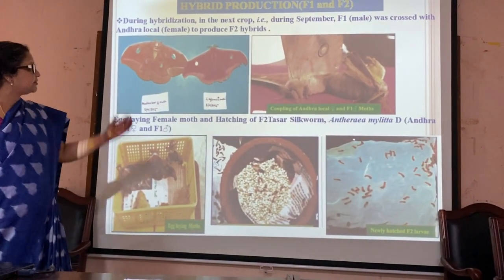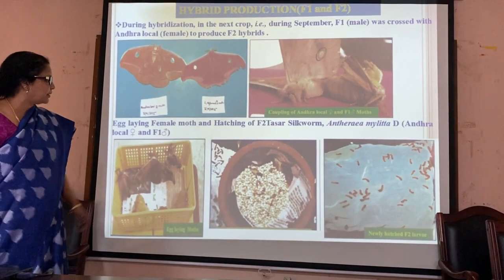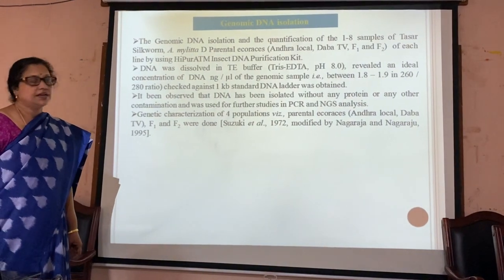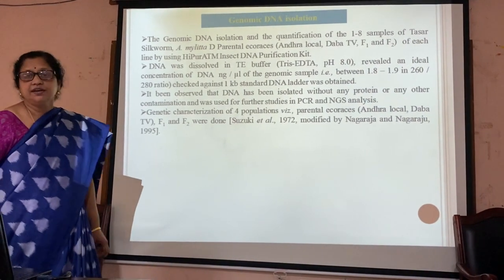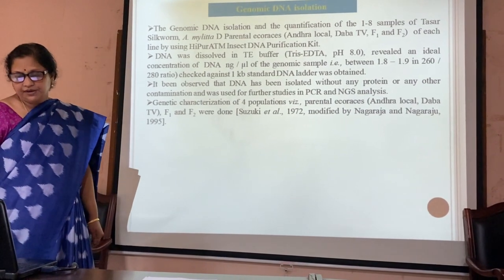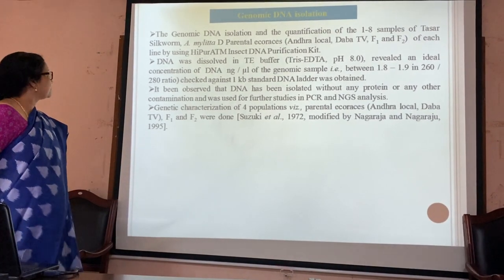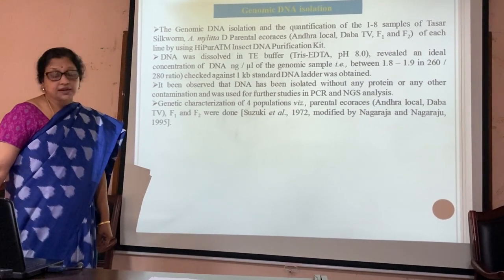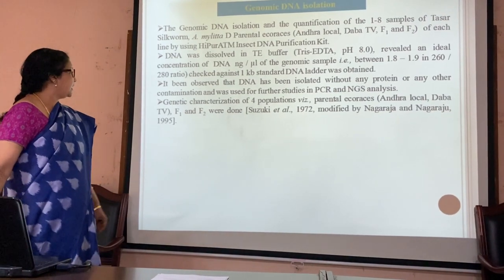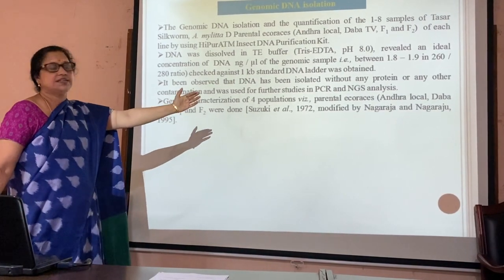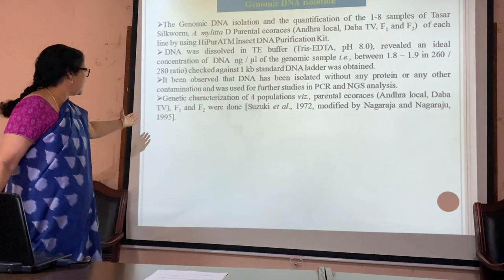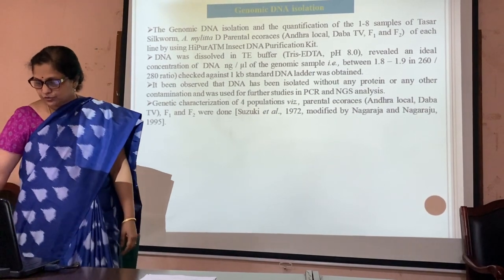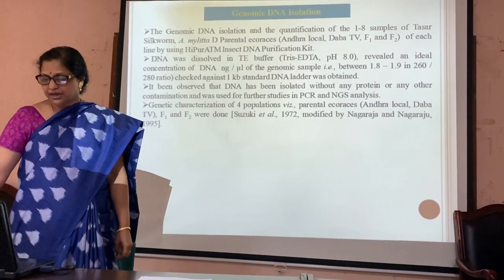Then hybrid production, F1 and F2, was carried out in our laboratory in situ conditions. Then we have taken the genomic DNA from these moths, and for this we have used the standard procedure using Tris-EDTA solution, and we have collected DNA from these ecoraces. Genetic characterization of four populations, that is the parental ecoraces, Andhra local, Daba TV, F1 and F2. So we have followed the standard procedure employed by Suzuki in 1964 and modified by Nagaraja et al.